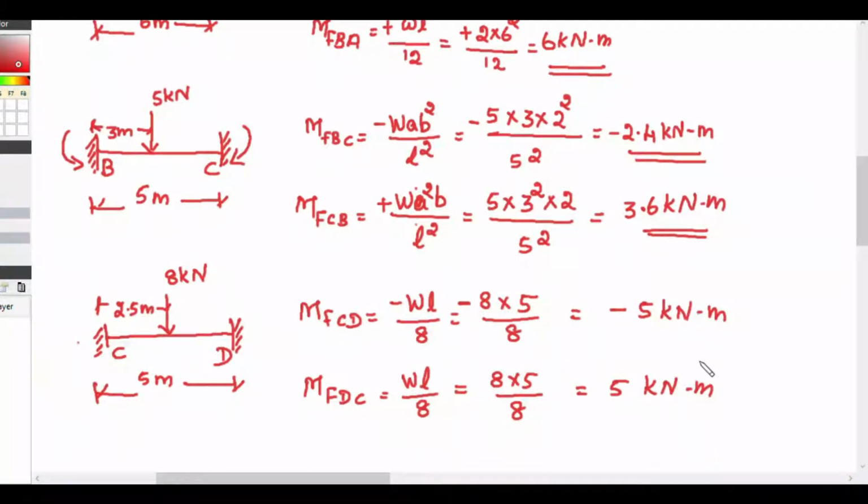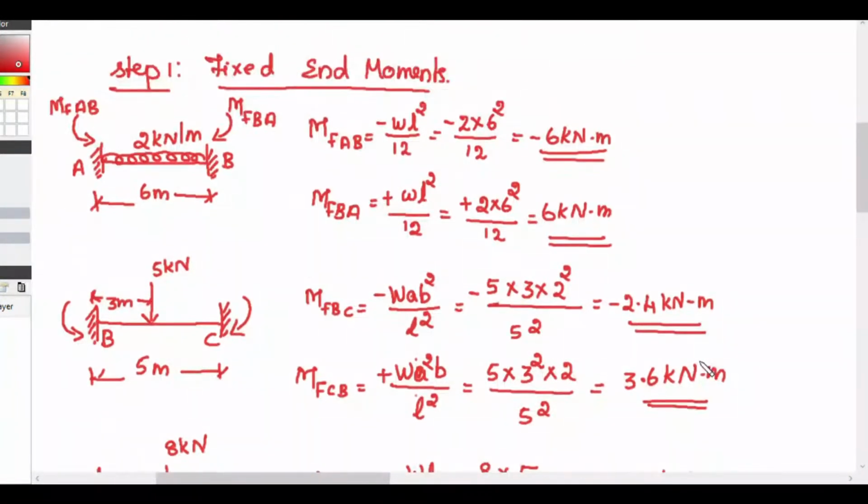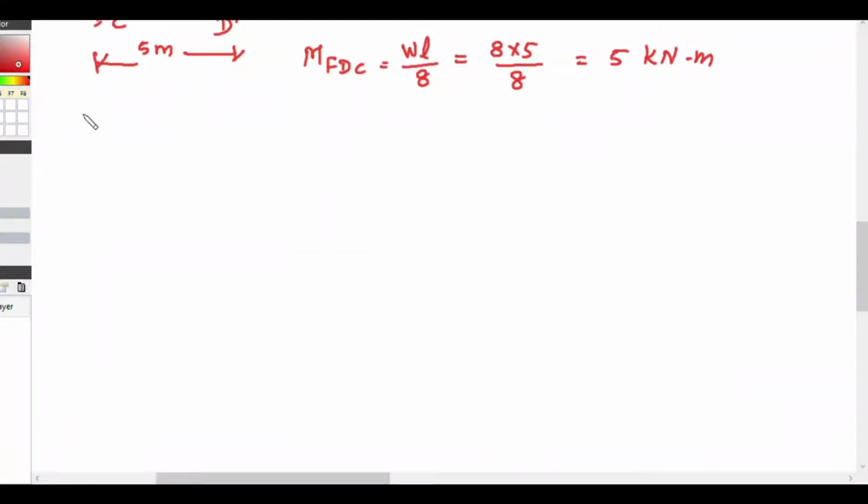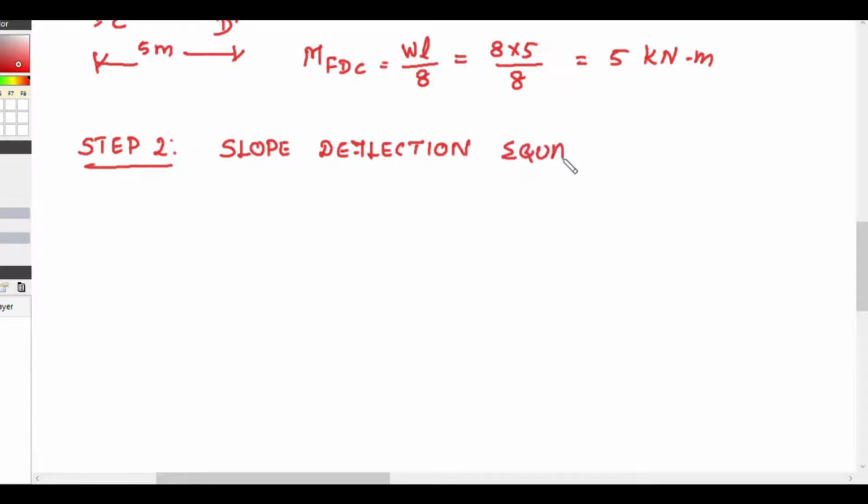Now we will move on to the second step. Second step is we have to write the slope deflection equation. That is our step 2. Step 2 is we have to write all the slope deflection equations. So writing the slope deflection equations, we will consider each span. Every span will have two slope deflection equations.